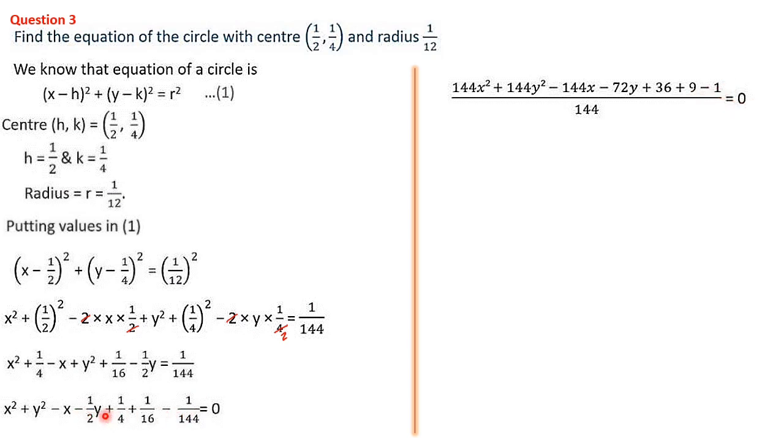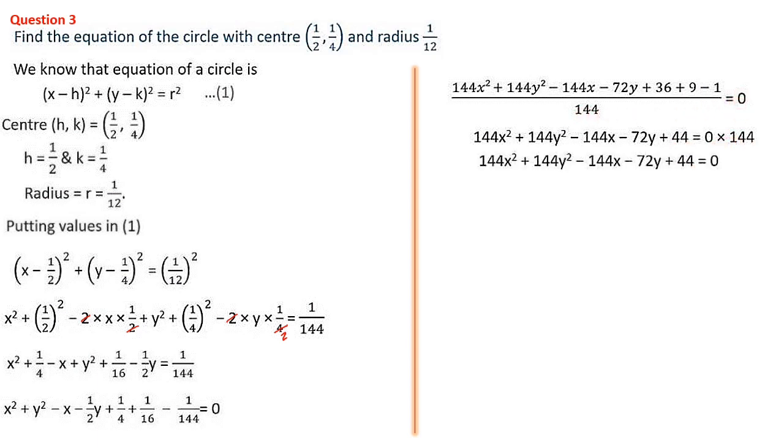Calculations you have to do mentally. If you feel difficulty dividing mentally, then you can just write and divide. Okay, should not make any mistake. Then this 144 we can multiply here, cross multiplication. So 144x square plus 144y square minus 144x minus 72y, 36 plus 9 minus 1. So 36 plus 8, that is 44, equal to 0 into 144, that is 0.